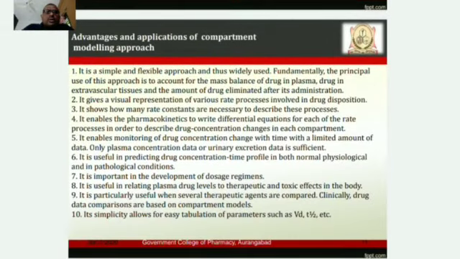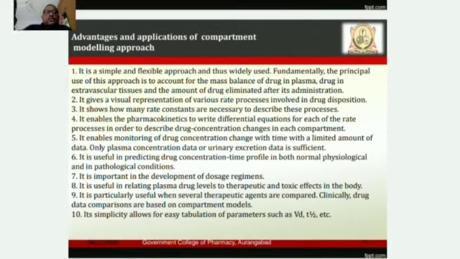Now we'll see the advantages and applications of compartment modeling. The first advantage is that it is a simple and flexible approach and thus widely used. Fundamentally, the principal use of this approach is to account for the mass balance of the drug in plasma, the drug in the extravascular tissue, and the amount of drug eliminated after administration. So this is the main advantage. From this we can calculate the blood drug concentration in the body.